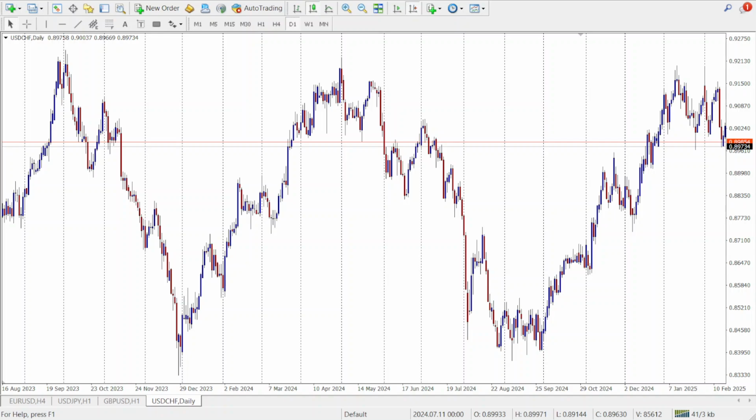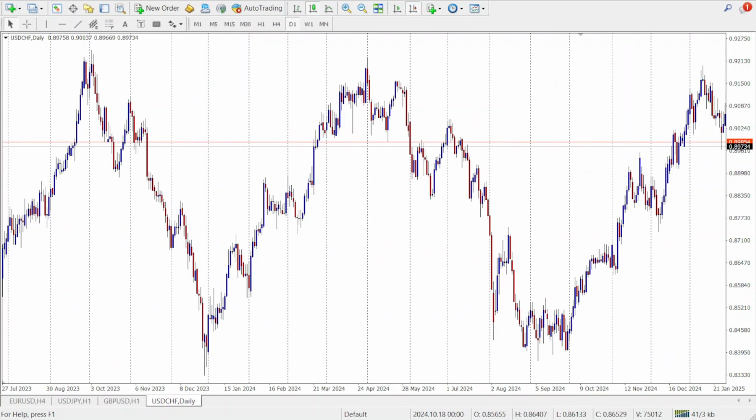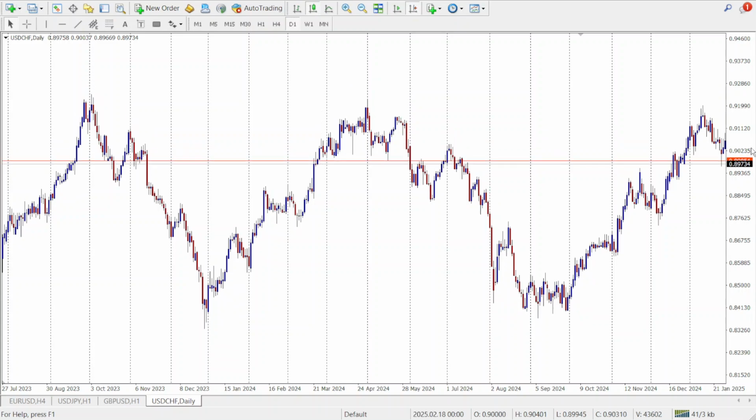Now, you might be wondering, how can I spot a liquidity sweep? That's exactly what we're going to be talking about next. The first step in executing this strategy is identifying where liquidity is likely to be. These are the zones where traders have placed their stop losses, limit orders, or other types of resting orders that can be triggered by a price sweep. There are two main areas to look for. The first is the previous high or low.